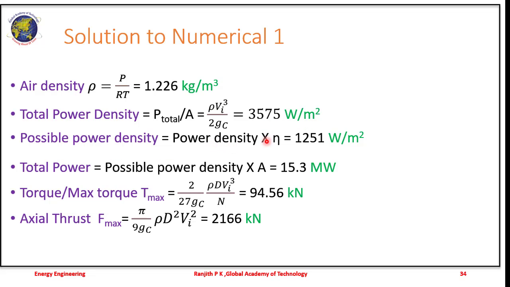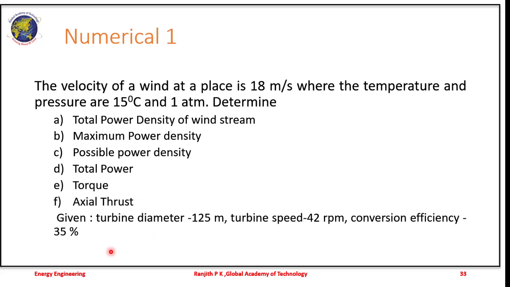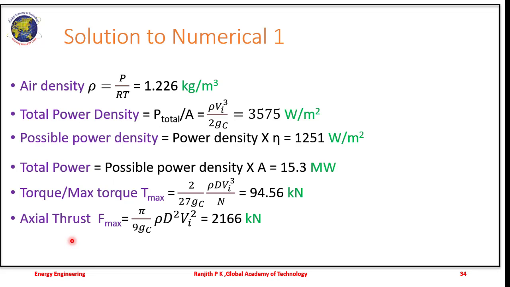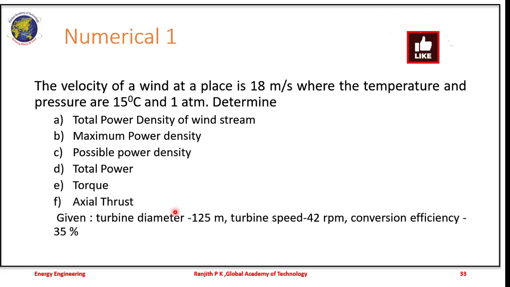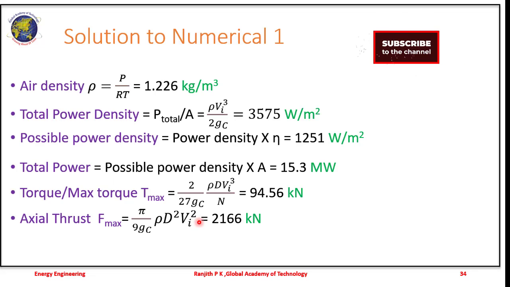Then the possible power density is power density into efficiency. The conversion efficiency is given as 35%. So it is 1251 watt per meter square. Then the total power is nothing but the possible power density into area. So this 1251 is multiplied by area, which is pi D square by 4. Diameter is given, turbine diameter. So you end up calculating the power. So the power that is generated by the wind turbine is 15.3 megawatt.